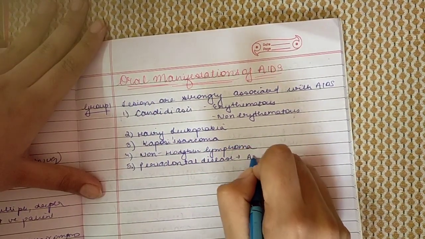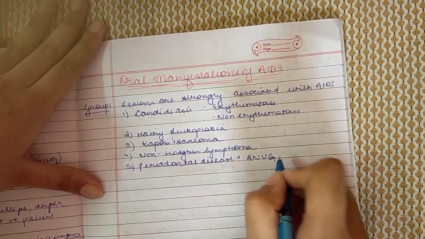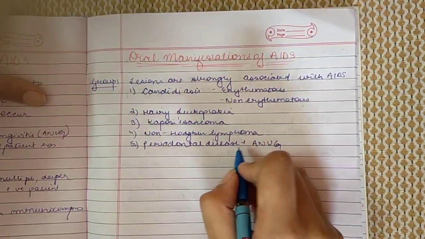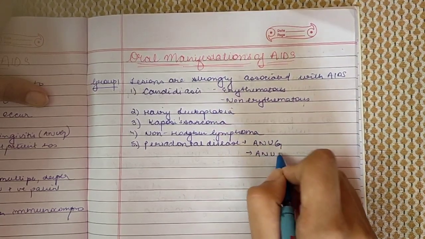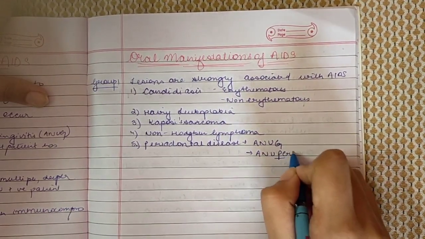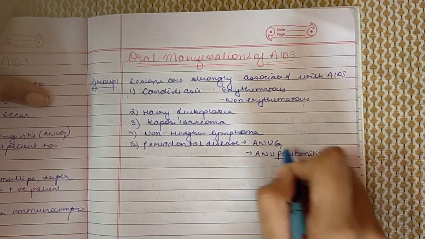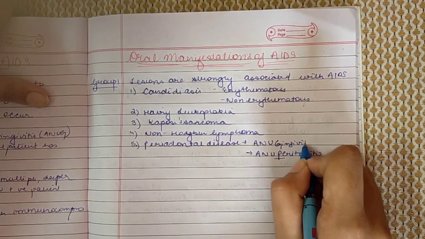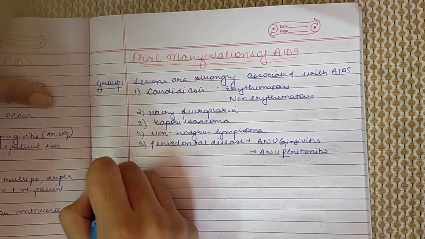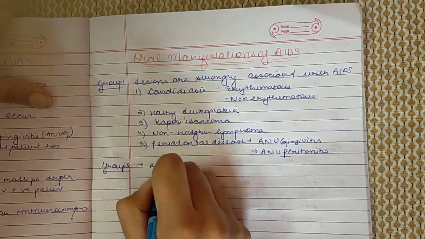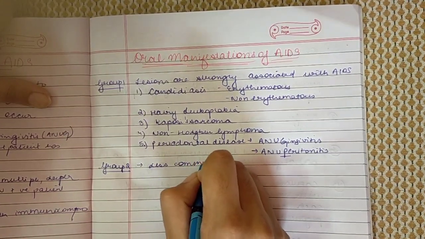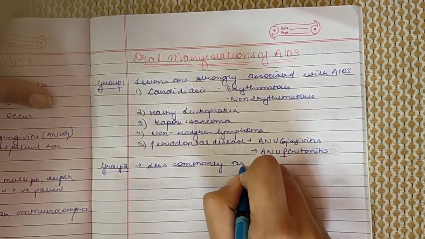The first one is acute necrotizing ulcerative gingivitis, and the second one is acute necrotizing ulcerative periodontitis. Now coming on to another group, in which the lesions are very less commonly associated with AIDS, less commonly associated lesions.